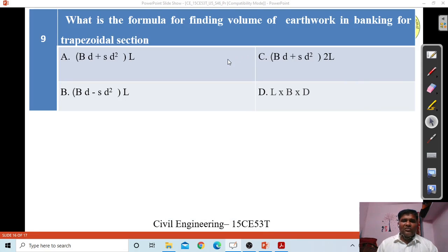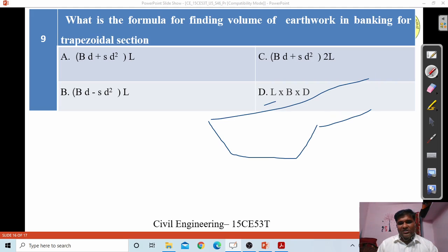What is the formula for finding the volume of earthwork in banking for a trapezoidal section? A, (BD plus SD squared) times L; B, (BD minus SD squared) times L; C, (BD plus SD squared) times 2L; or D, L times B times D. Trapezoidal section means this is the trapezoidal section.